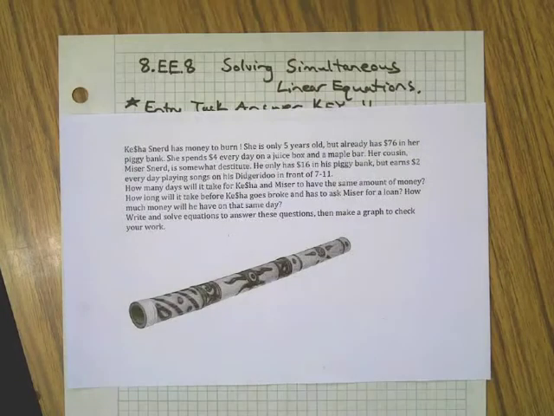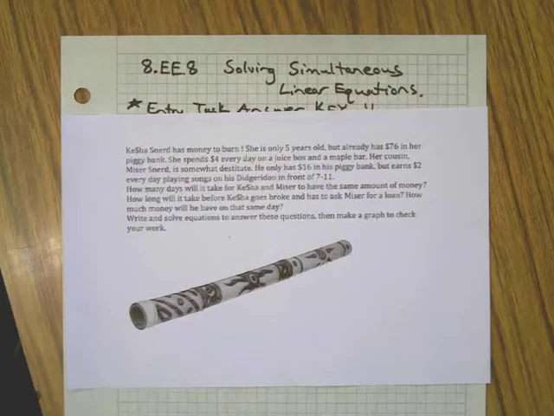All right, we have our entry task. Let's read this over. Kesha Snerd has money to burn. She's only 5 years old, but already has $76 in her piggy bank. She spends $4 a day on a juice box and a maple bar. So, her cousin Miser Snerd is somewhat destitute. He only has $16 in his piggy bank, but earns $2 every day playing songs on his didgeridoo, in front of 7-Eleven. Good spot, lots of foot traffic there, lots of money-making opportunities.